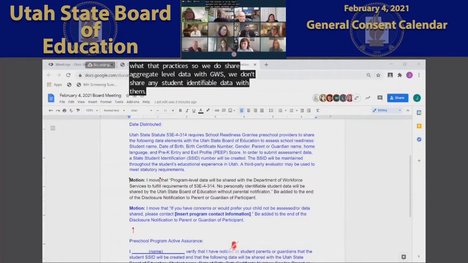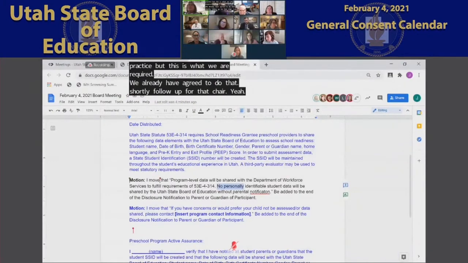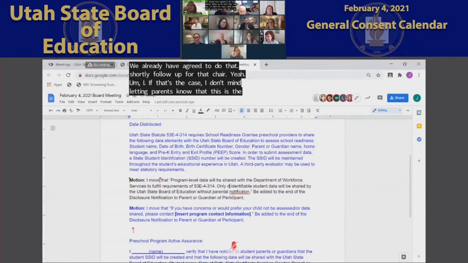Short follow-up for that, Chair. If that's the case, I don't mind letting parents know that this is the case, but could we say it in the positive? I know that's something that Board Member Earl is a fan of. Could we say that only de-identified data will be shared, or something to that effect, instead of saying it in the negative? And I'm not swift enough to make that wording change on the fly, but I'm sure someone is.